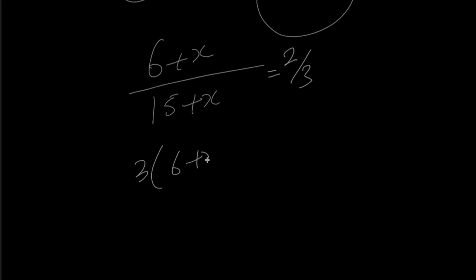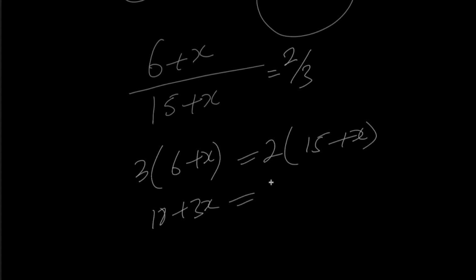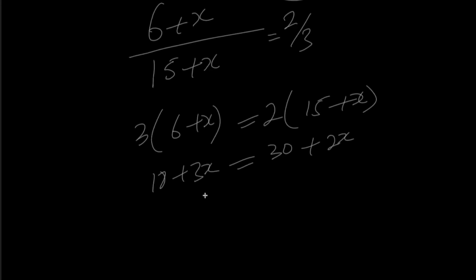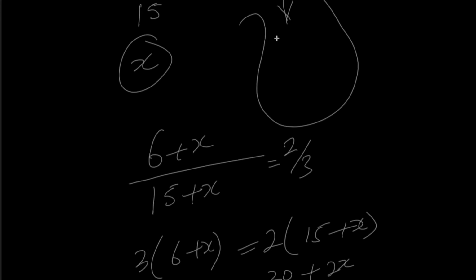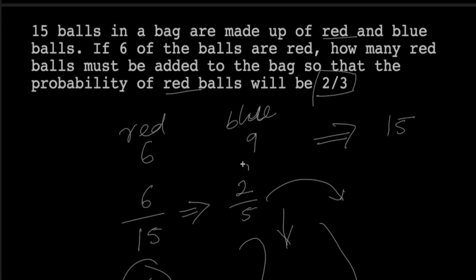If you cross multiply, you agree with me, you're going to have 3x minus 2x equals 30 minus 18, which is x equal to 12. Okay? So this is the number of red balls that should be added to this bag to change the probability from 2/5 to 2/3. Hope this is understood. Thank you for viewing.